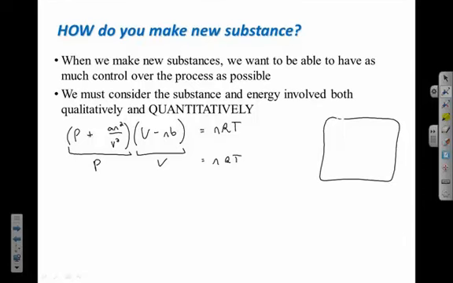We have some container and there's a certain number of moles of gas in that container, right? The more moles I have, the more they collide with the inside of the container, the greater the pressure they create as a result. Right?